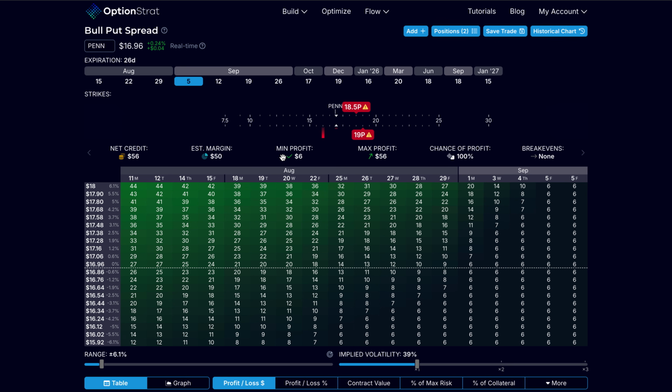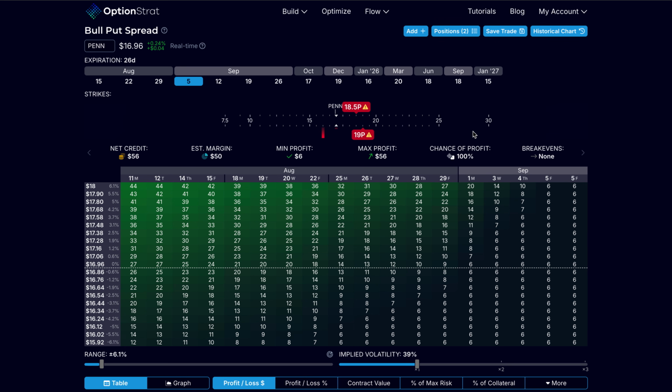Here's that $6 that we also saw over in Robinhood. But notice here it's saying min profit $6. Usually you will see a max loss here, but here it's saying min profit $6, indicating that at a minimum we're going to make a $6 profit. That's the worst thing that can happen. That's what this is saying here. And then we have our max profit, $56.